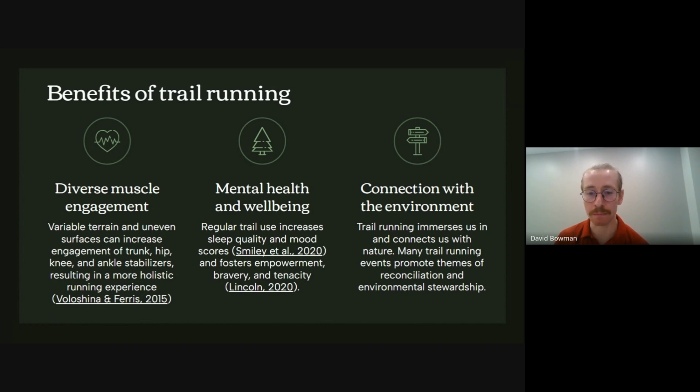Trail running is also something that really deepens our connection with the environment. So because of this immersion and connection with nature, this can be something that a lot of trail runners really get out of their sport as compared to, say, maybe road running. And many trail running events and races, including some that I've been to myself, have a way of promoting themes of reconciliation and environmental stewardship through their community setting, which can be very meaningful to people.